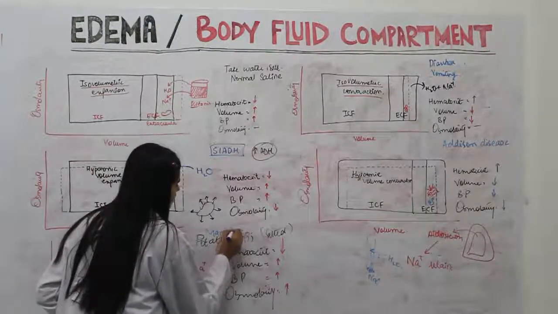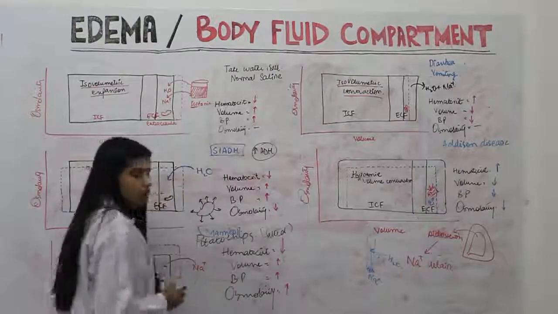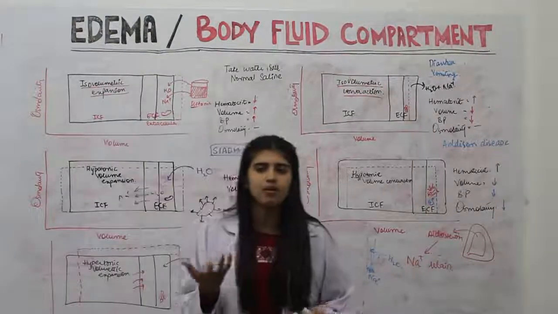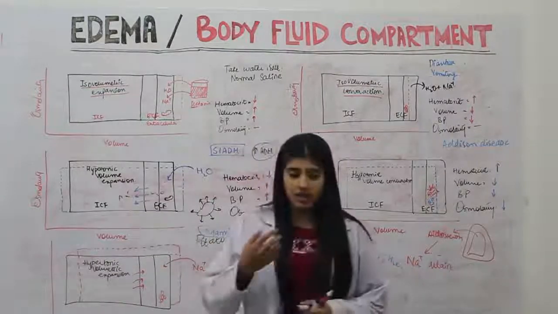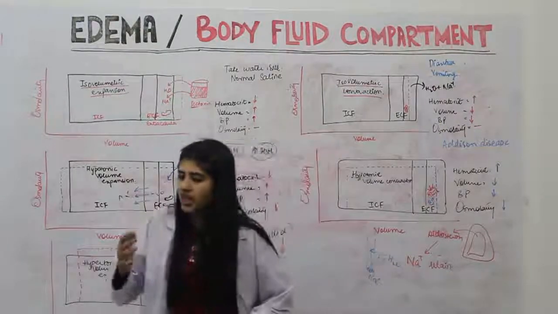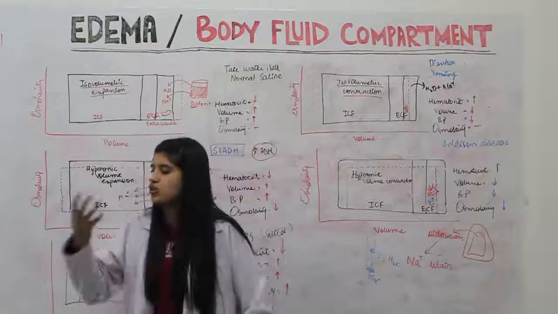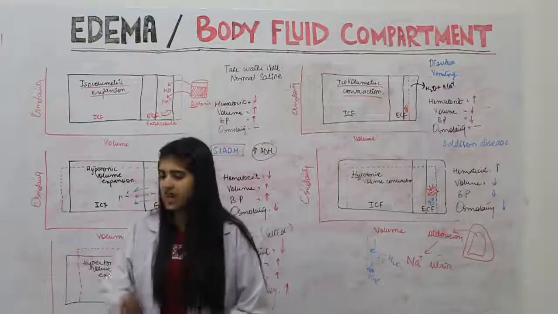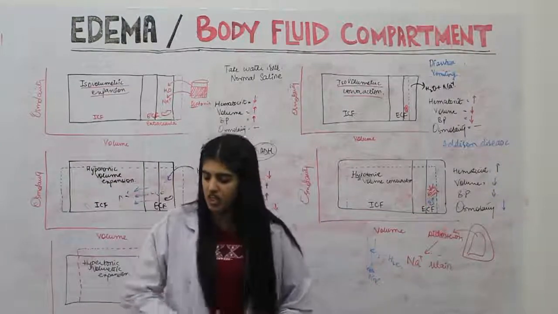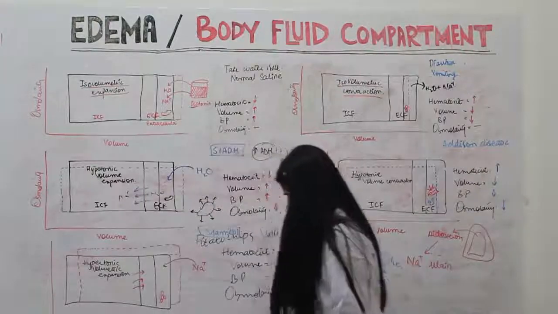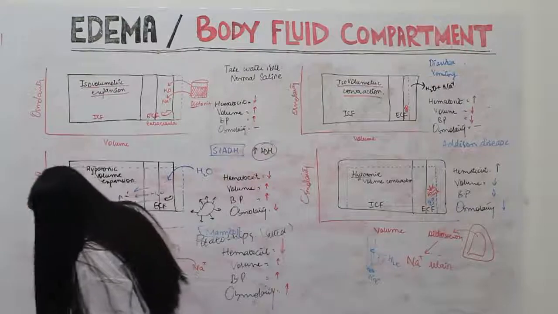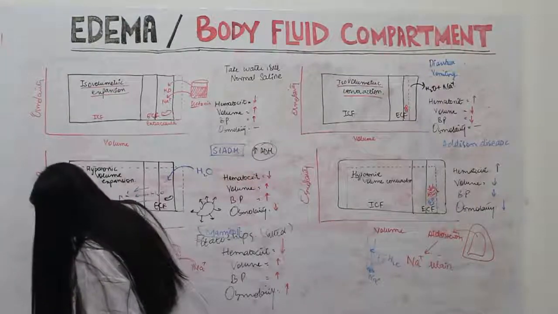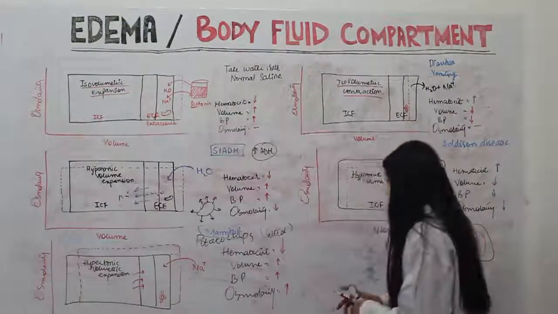Mannitol is just like normal saline, but normal saline is an isotonic solution. What would happen in mannitol? In mannitol, there will be increased sodium concentration, increased solute concentration. You get it? Okay, so this is the condition. You got to know about that. Any question? Easy? Yes. Moving on to the next thing.